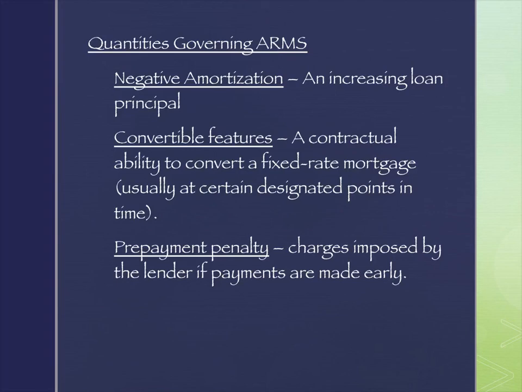Convertible features is a feature inside of the contract that allows you to switch from the ARM, the adjustable rate mortgage, into a fixed mortgage. There are conditions or clauses in there that allow you to do that, with descriptions of how you can do that. And then we've already talked about the prepayment penalty, the charges imposed by the lender if your payments are made early. That's it.